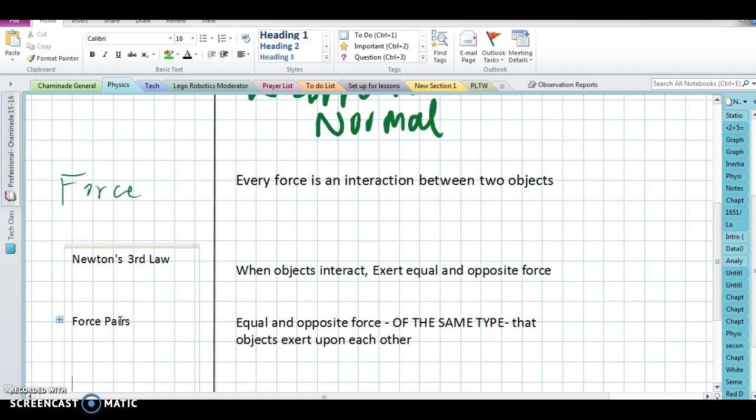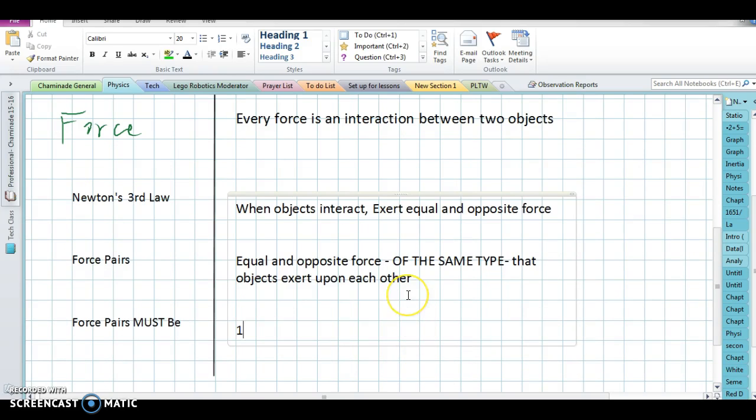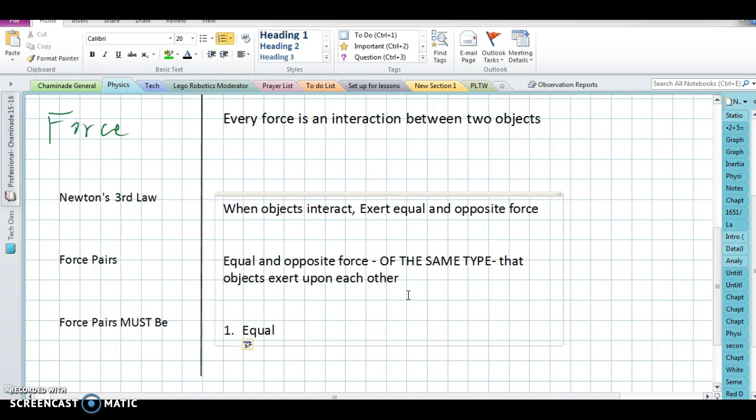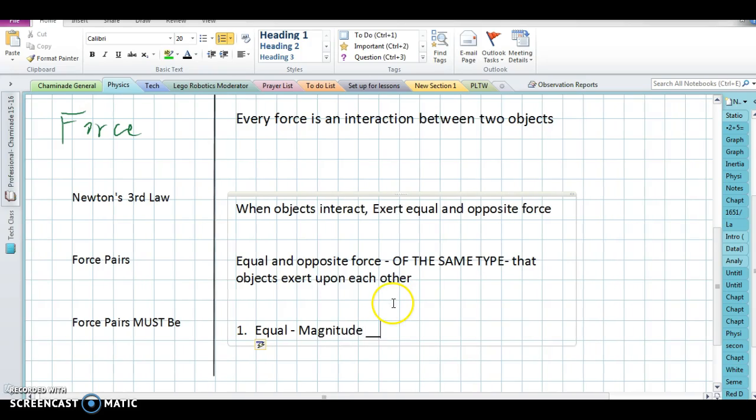So let's take a look at this. What they must be. Okay, components they must have. Alright, they must be, one, equal. And when I mean equal, I mean in magnitude. Remember, that's the arrow. Okay, they should be opposite. In this case, I mean their direction. So these are vector quantities. We're talking about direction and magnitude. And it has to be the same kind of force.